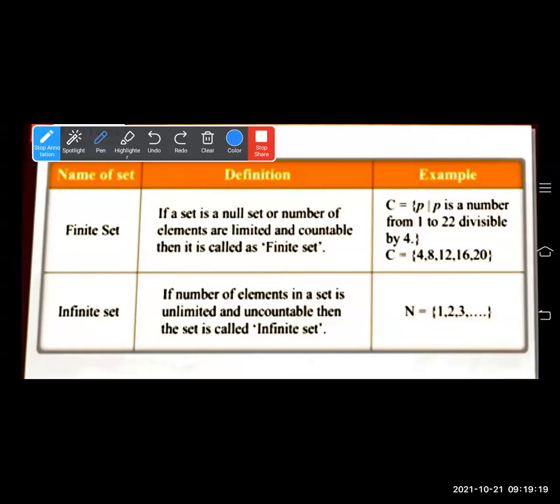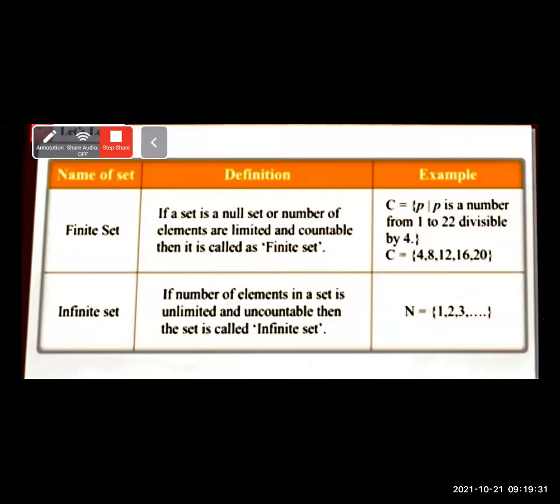If the number of elements in a set is unlimited and uncountable, then the set is called an infinite set. You can see the set of natural numbers here, the set of whole numbers, the set of rational numbers; all these are infinite sets. We will see and solve some examples on page number 5 to see which sets are finite and which are infinite sets.